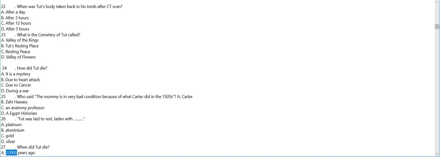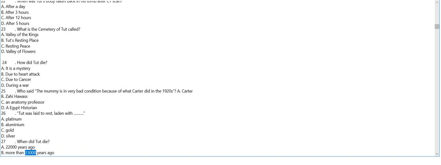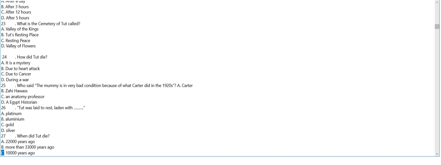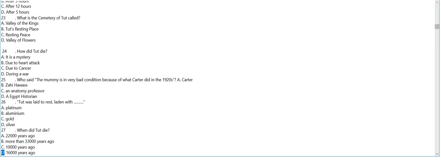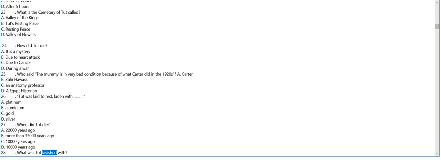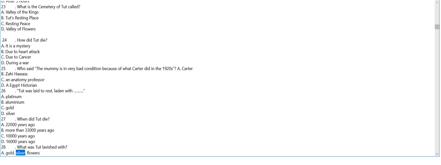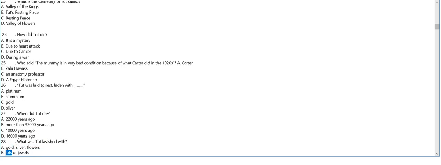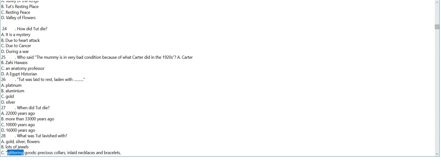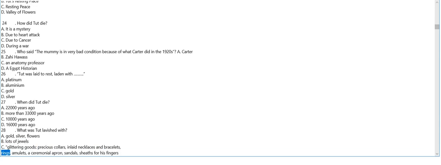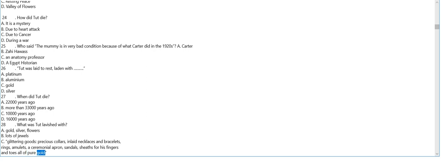27. When did Tut die? A. 22,000 years ago. B. More than 33,000 years ago. C. 10,000 years ago. D. 16,000 years ago. 28. What was Tut lavished with? A. Gold, silver, flowers. B. Lots of jewels. C. Glittering goods, precious collars, inlaid necklaces and bracelets. Rings, amulets, a ceremonial apron, sandals, sheaths for his fingers and toes, all of pure gold.